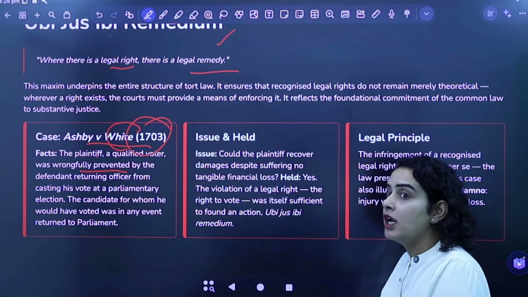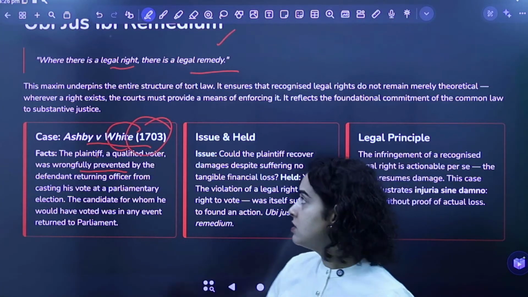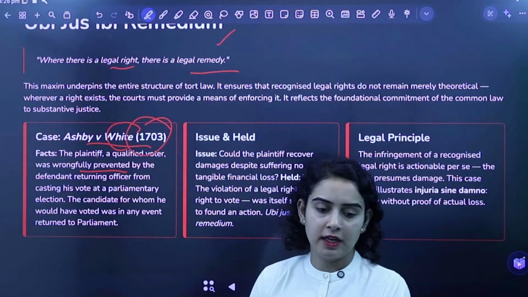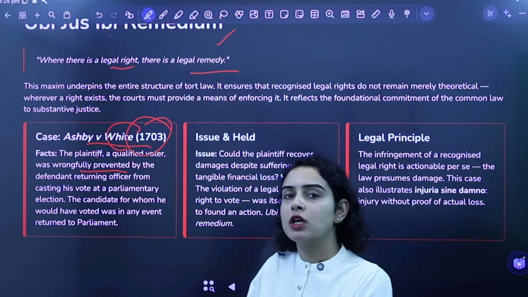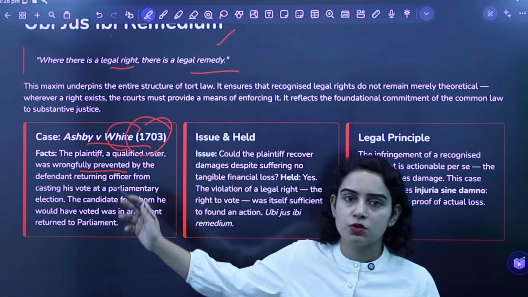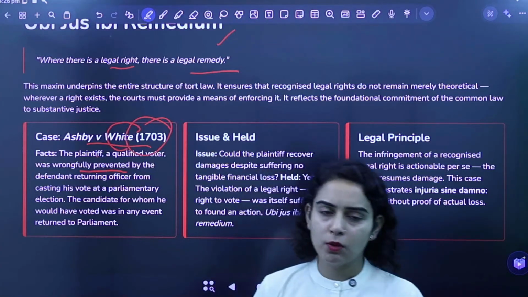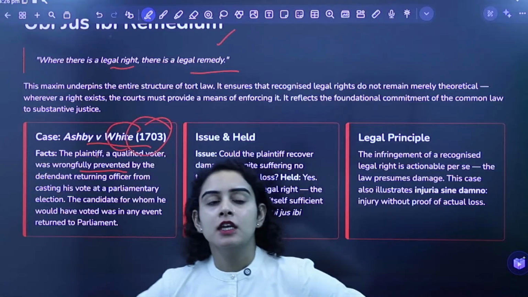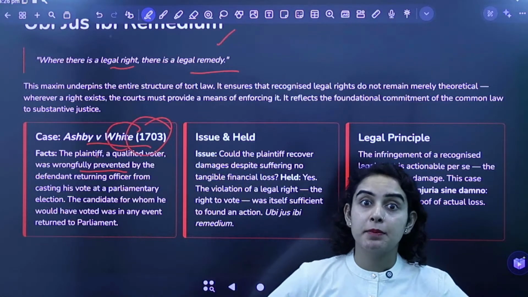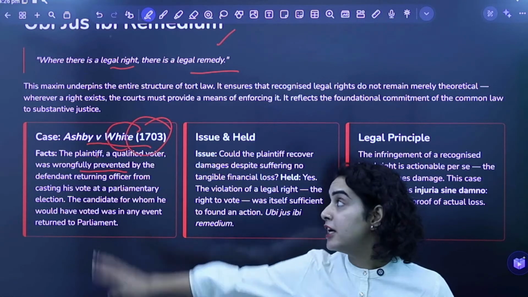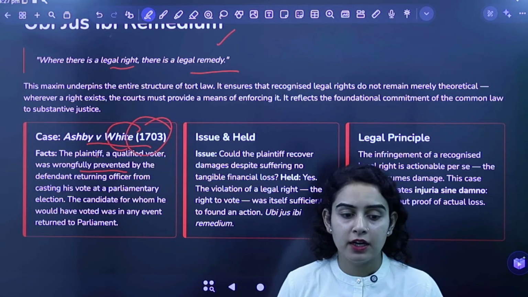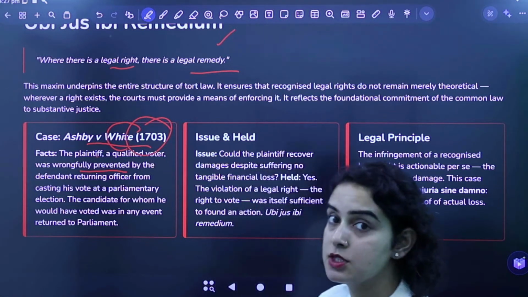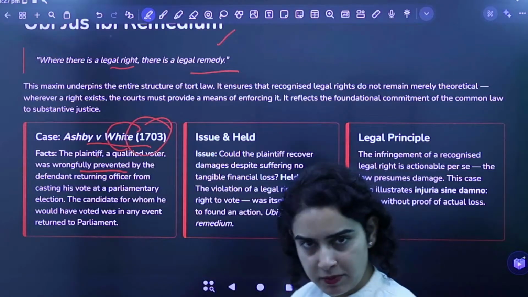Now, if you know that you have the right to vote, this is a judgment from 1703, okay? At that time, we're not talking about India specifically; this is a foreign judgment. Most of the judgments under law of torts are going to be from English law. Right? So in Ashby versus White, what has happened? In Parliamentary elections, Ashby has the right to vote. He had the right to vote, but he could not cast his vote because White stopped him from doing so.